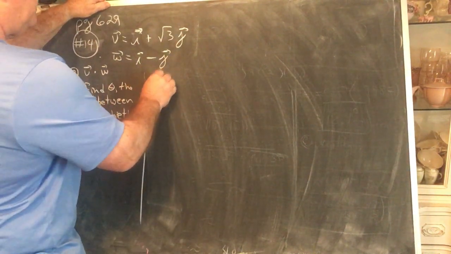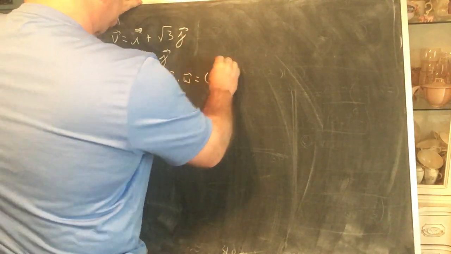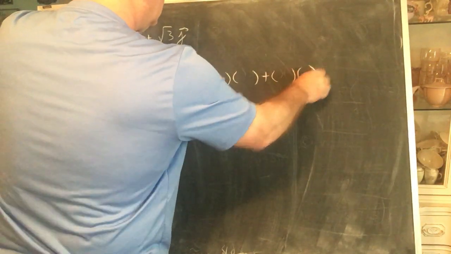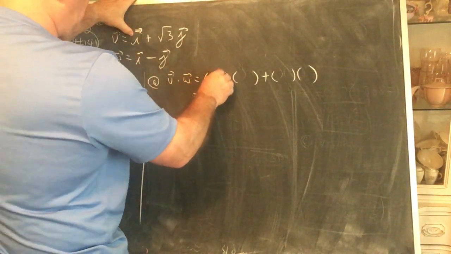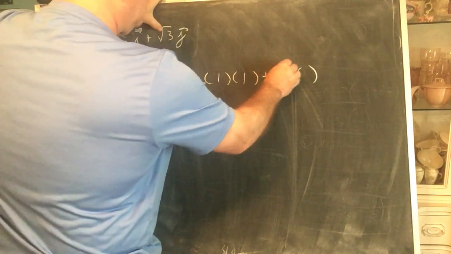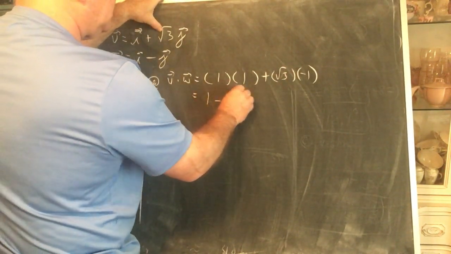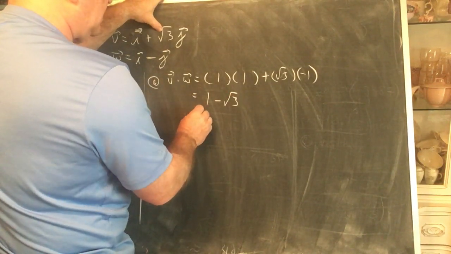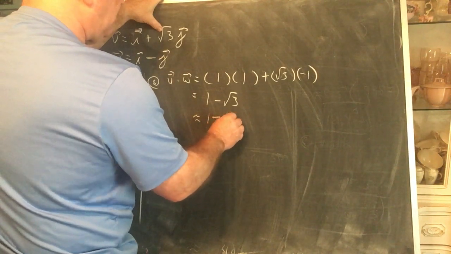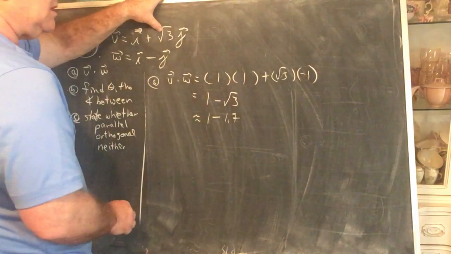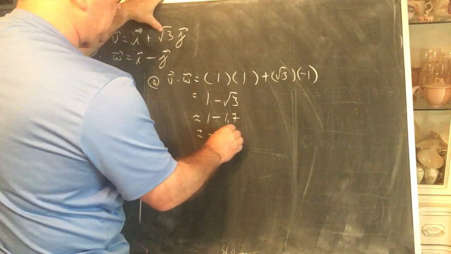All right, so A, v dot w, the dot product. So the corresponding components: 1 times 1, and the square root of 3 times negative 1. So this is 1 minus the square root of 3. This is approximately 1 minus 1.7, since the square root of 3 is approximately 1.7. So this is approximately negative 0.7.